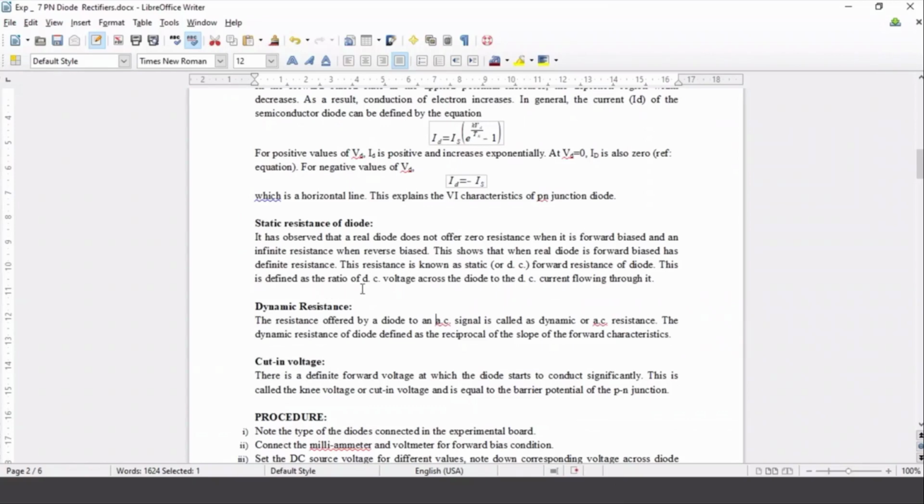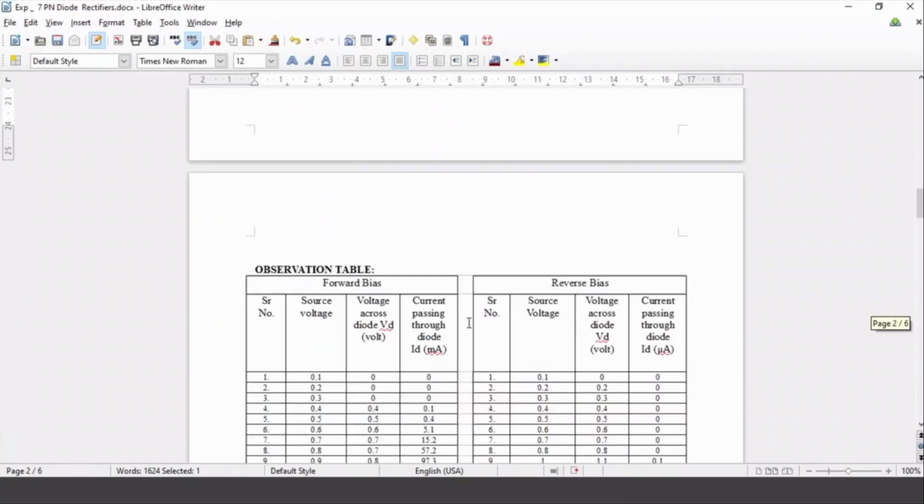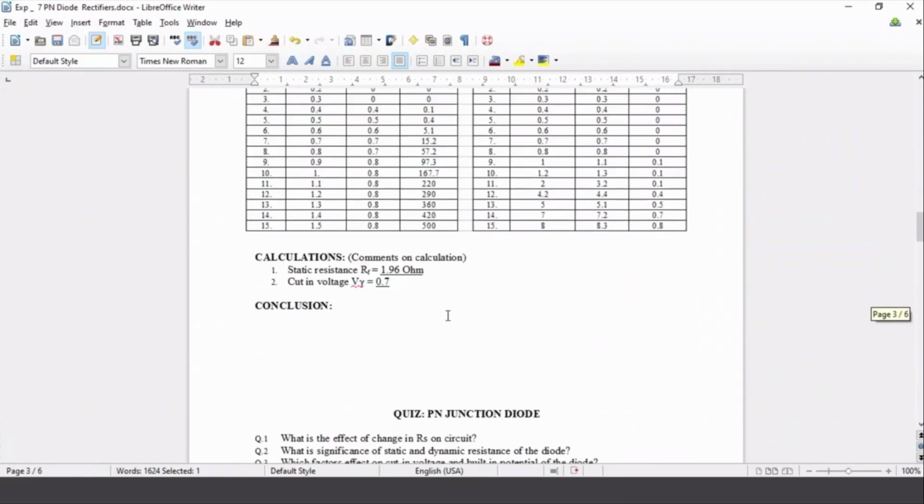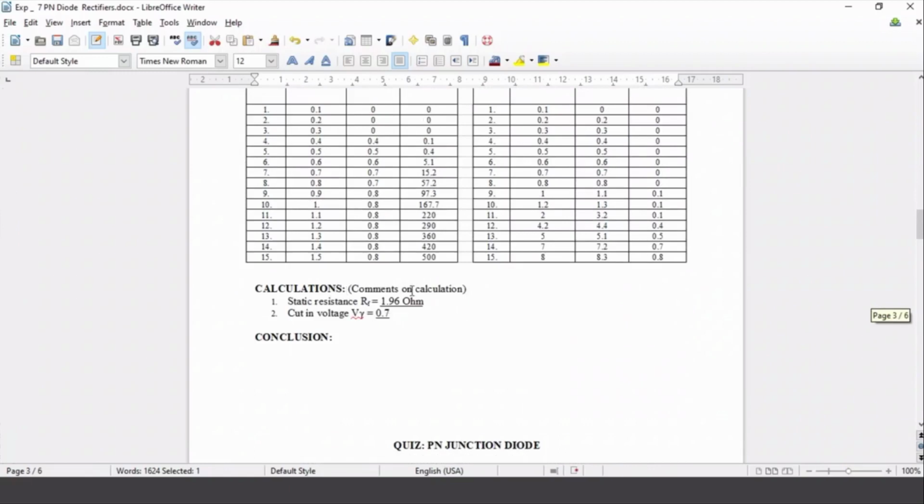Fine. Now, those will be the observations as well as these values. As part of the calculation, you can calculate from this graph the static resistance and the cut-in voltage of your PN junction diode here. So the answers are also given.